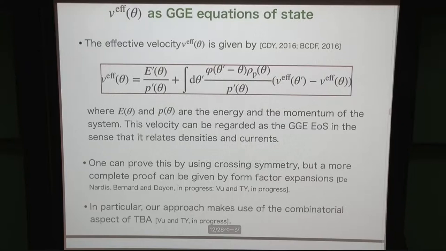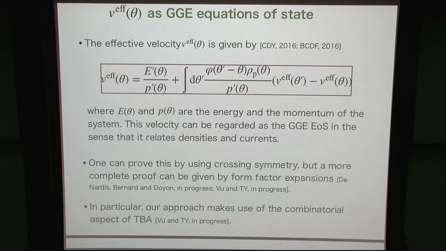Okay, so the remaining quantity to be introduced is the effective velocity. It can be given this form, pretty much like the previous quantities, where e and p are just the energy and the momentum. This velocity can actually be regarded as the GHD equation of state, in the sense that it relates density and current. So this is the expression of the effective velocity. And having this, we can expect that we can solve the GHD equation. This expression can be proven by using crossing symmetry like we did in a paper.